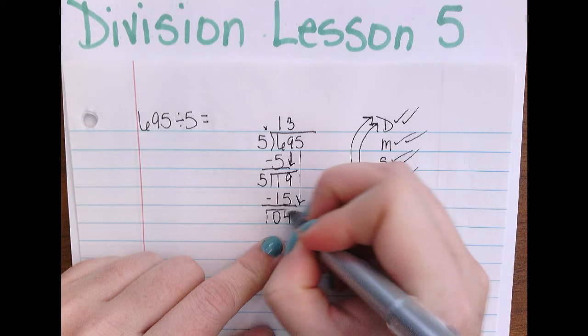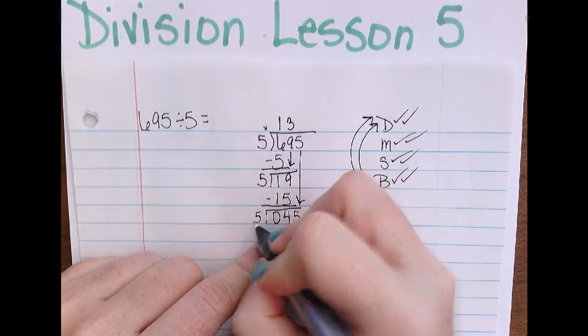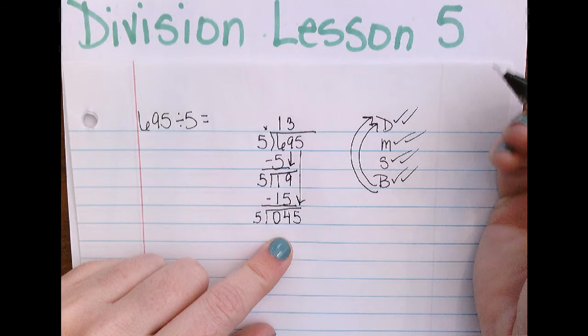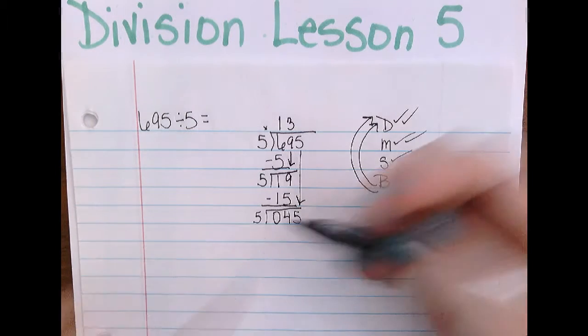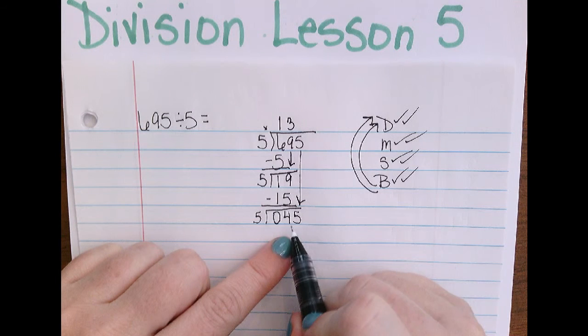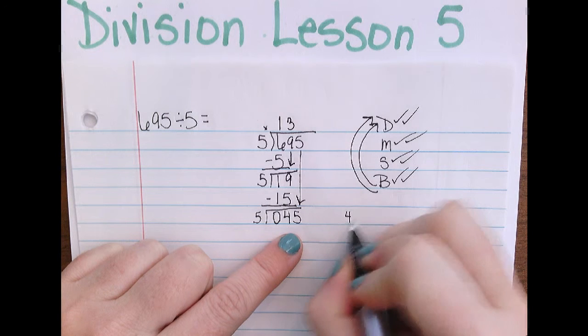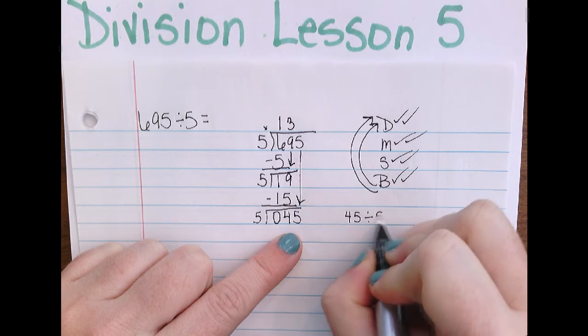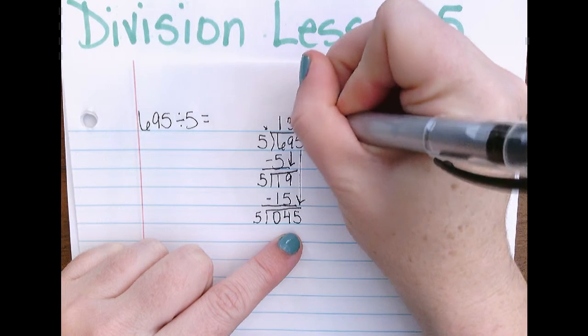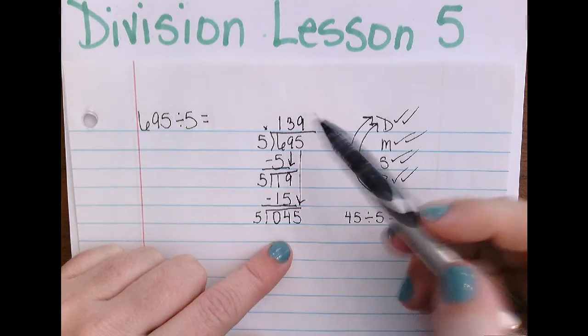So now we're going into 45. How many times does 5 go into 45? We are back to division. So we can look, or we can remember our math facts. I know that 45 divided by 5 actually equals 9. So I'm going to put a 9 up here because it goes in evenly.